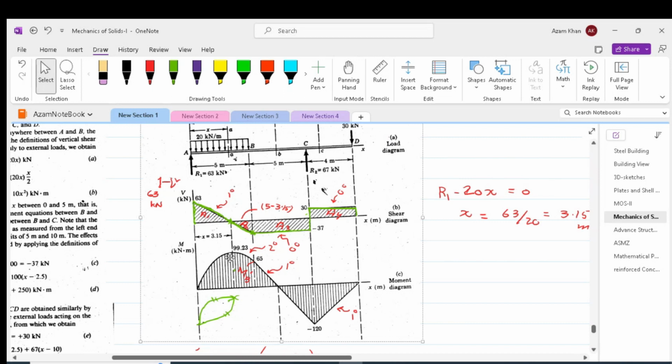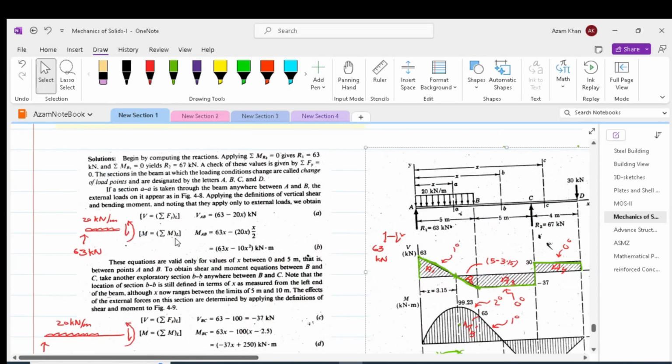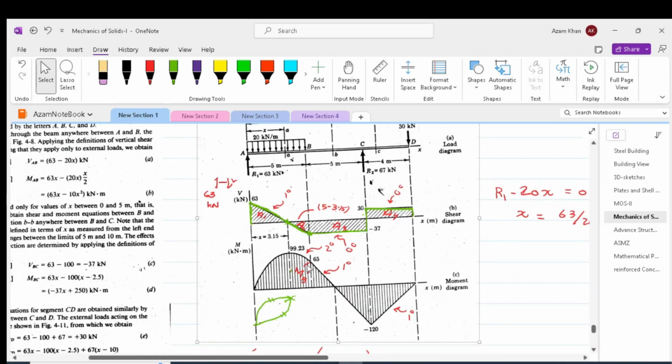It is clear from the bending moment diagram that after reaching maximum, the moment will start decreasing. We can also find out moment at a particular point within the beam by using the moment equation, which is summation of moment to the left. So in order to find out moment at x equal to 3.15, we can take R1 into 3.15 minus 20 into 3.15 into 3.15 by 2 plus M equal to 0. That will give us the moment 99.23.